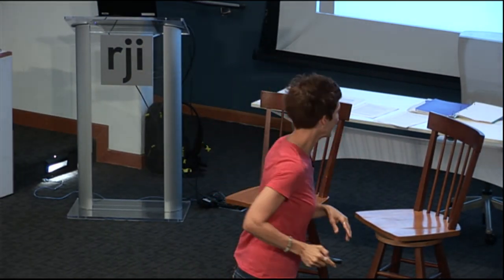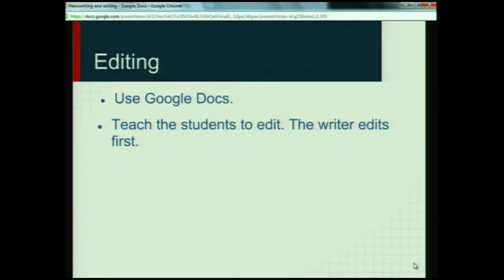Teach the students to edit, there you go. The writer edits first, and that's one thing just to emphasize from day one. You, as the writer, need to edit first. You have those kids that don't capitalize words, they don't put in any punctuation.